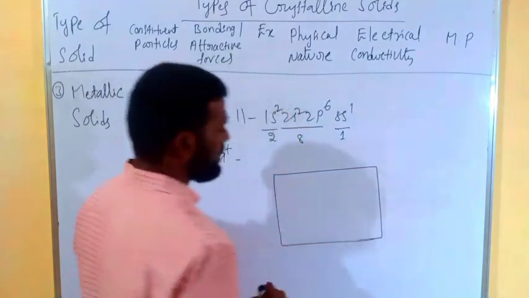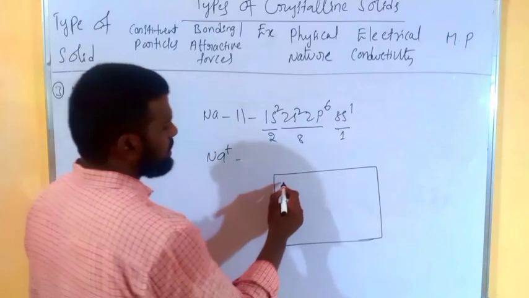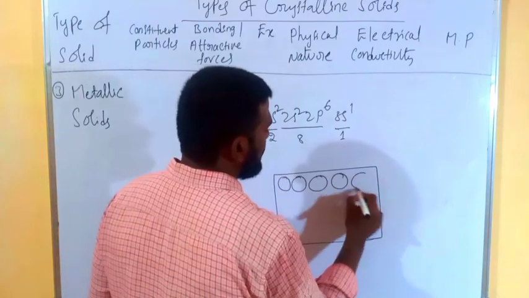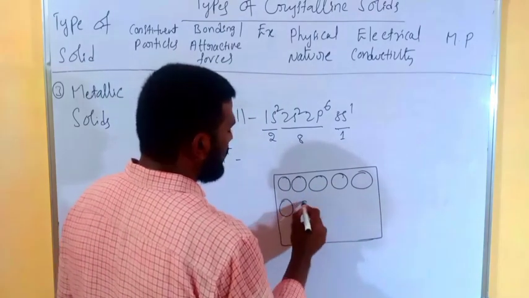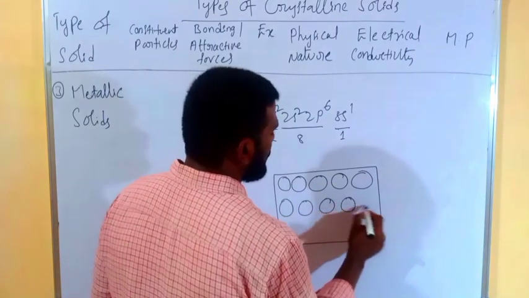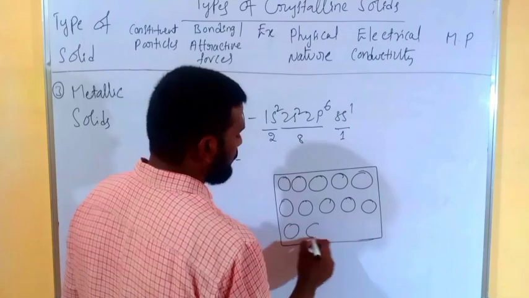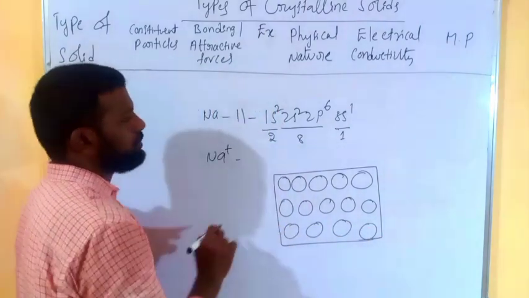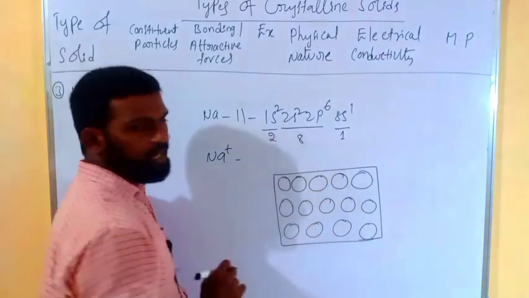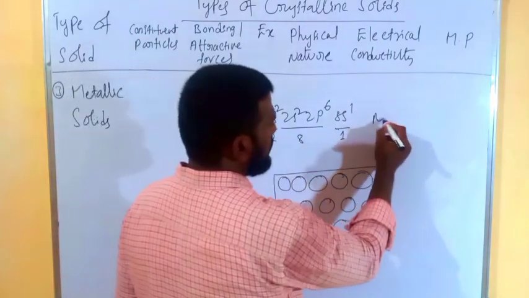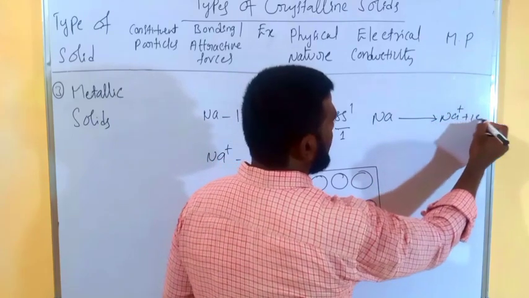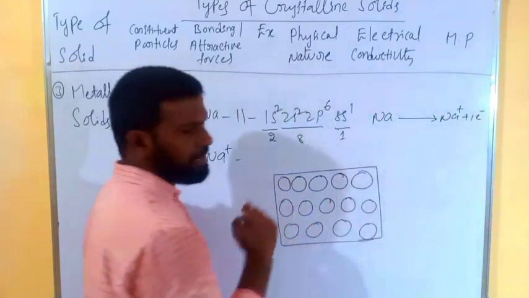Let's consider a sodium metal crystal. A sodium metal crystal consists of a huge number of sodium atoms. Let us consider these are all sodium atoms. Every sodium atom tries to lose 1 electron to become a Na plus ion to get stability, like the nearest noble gas neon.